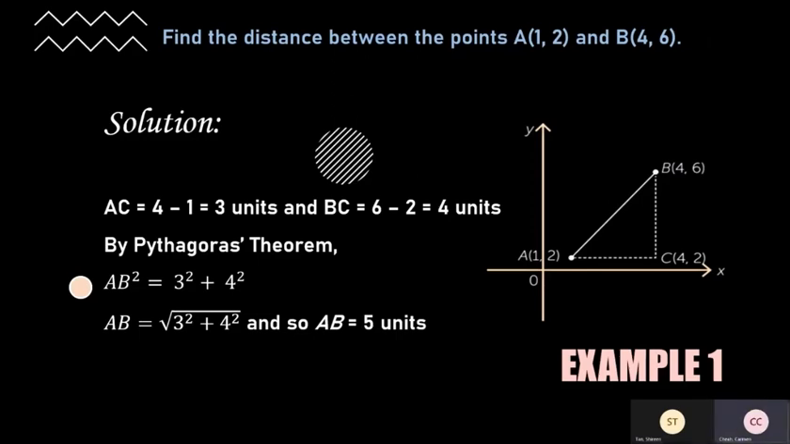By applying the Pythagoras theorem, we can find the length of AB from the square root of 3 squared plus 4 squared. The length of AB is 5 units.